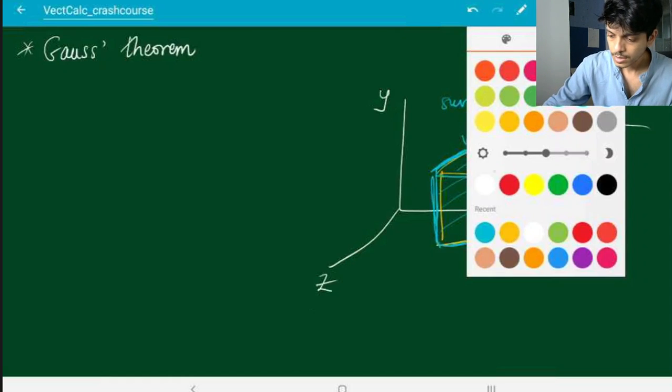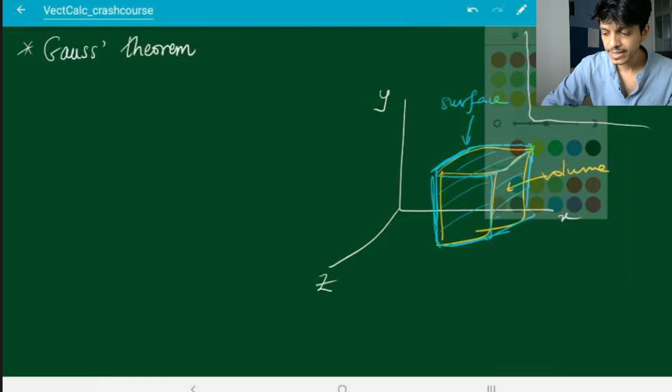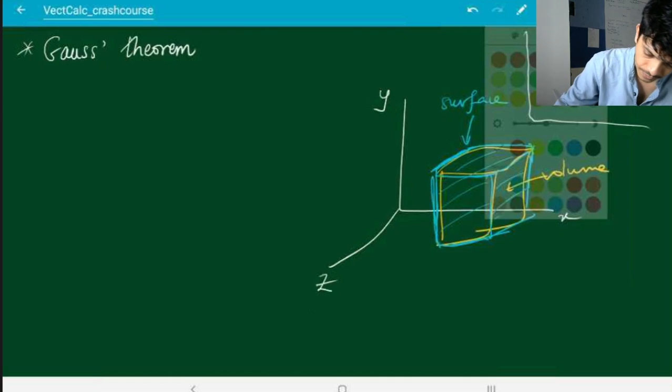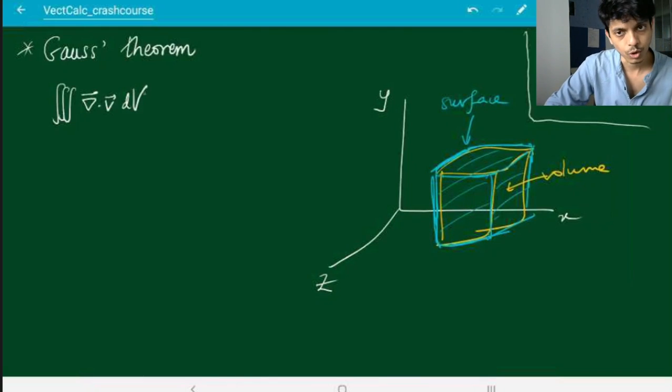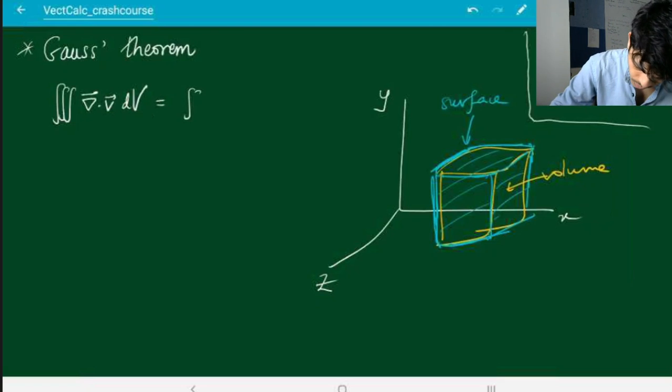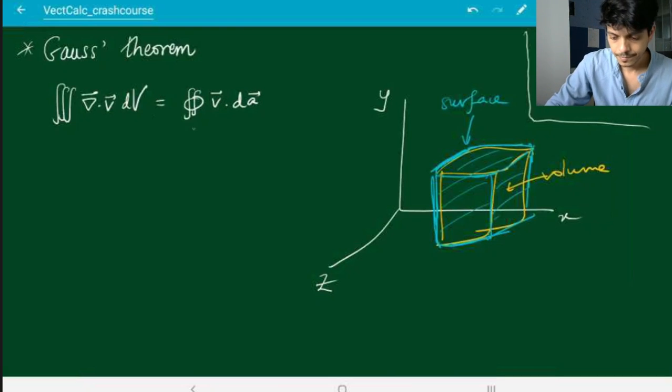So what Gauss's theorem does is it relates the integral inside the volume to an integral on the surface. Gauss's theorem says that if you do a triple integral of divergence of the vector field over the volume, then this is the same as the closed surface integral of this vector field over the boundary.